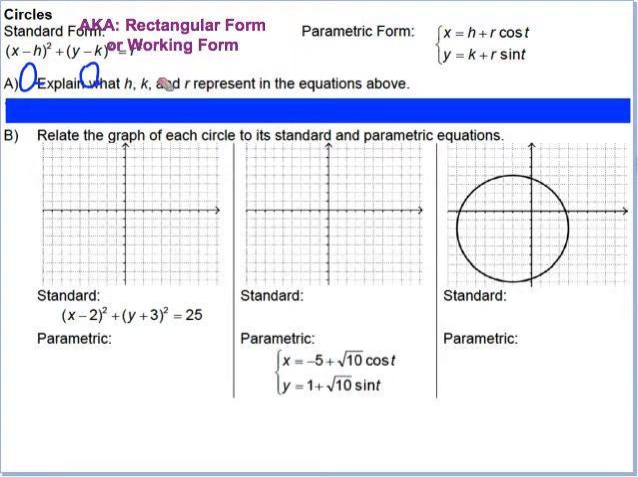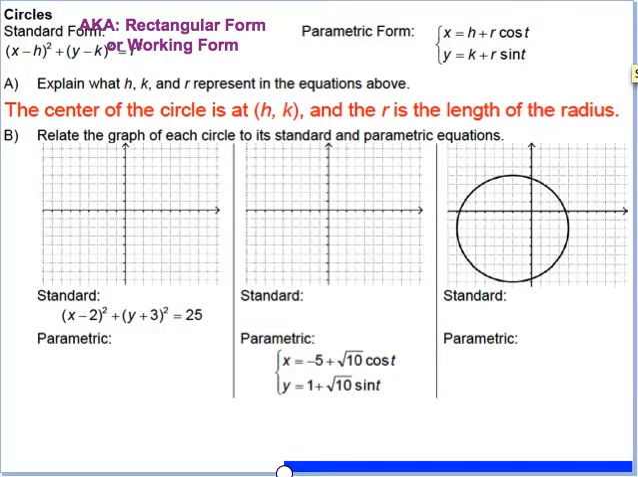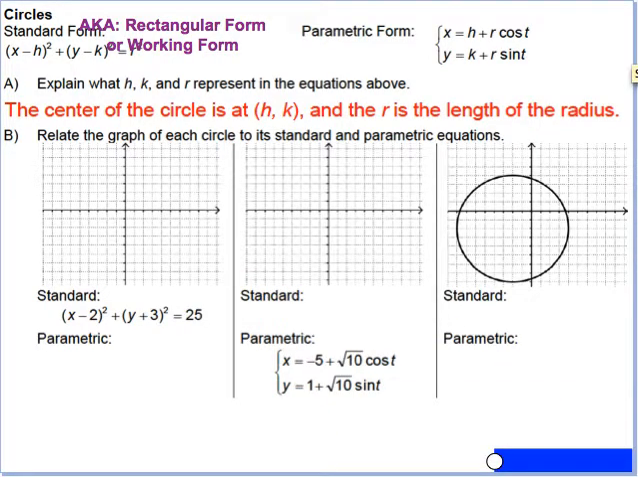Sorry. All right. So in your notes, they want you to explain what h, k, and r represent. I'm just going to uncover the answers. Please do not write this word for word. You can just summarize it in probably 5 or 6 words or less. Your h and k tells you the location of the center of the circle. Your r is just the radius.